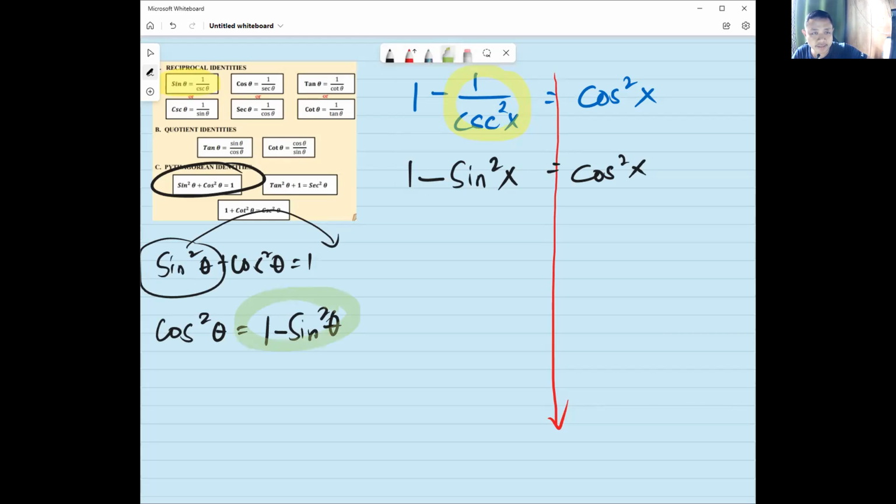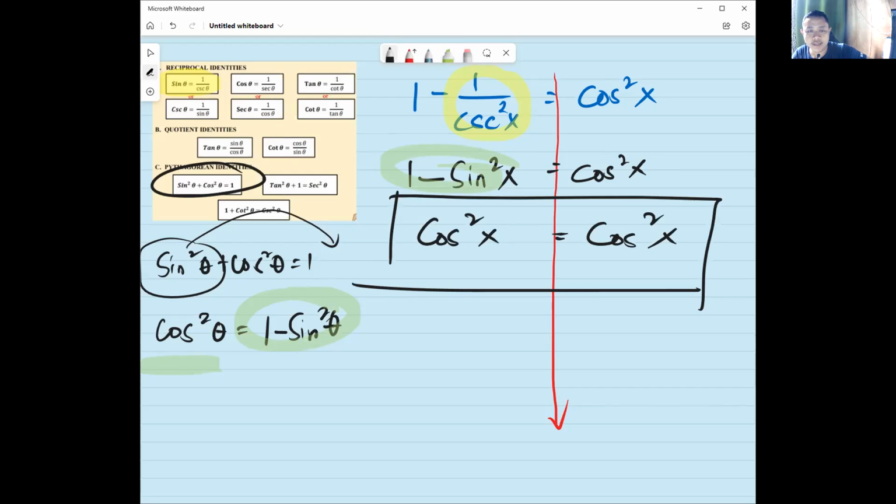Here, the same. So therefore, we can change it to its value, which is cosine squared x is equal to cosine squared x. And that's your answer. And that's called proving identities. Okay? Got it? Very good. Okay. So, that's it.